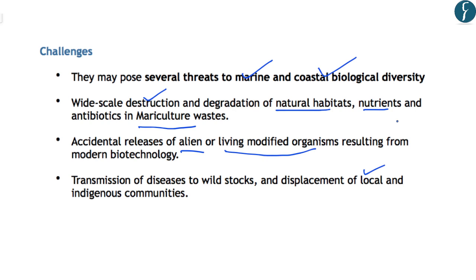So, all the points that we have discussed here can be used in answering questions related to mariculture. And also, mariculture as a point can be used in answering questions related to alternatives to agriculture. And also, mariculture can be used in answering questions related to improving the nutritional conditions of the people of India. With this, let us move on to the next article.